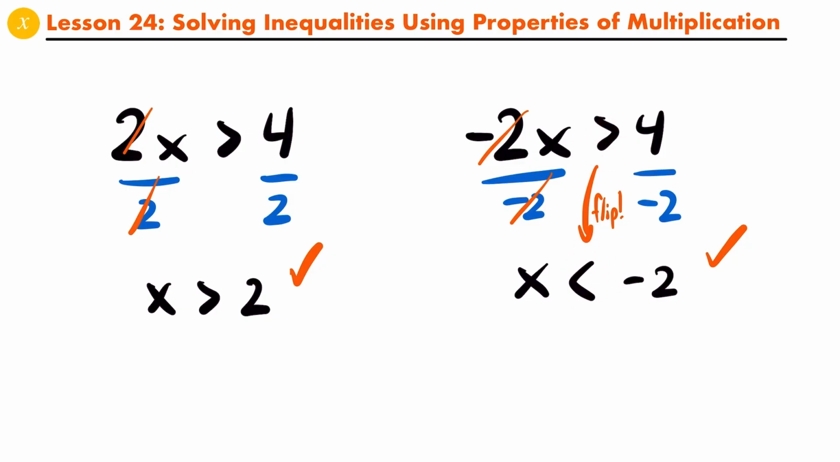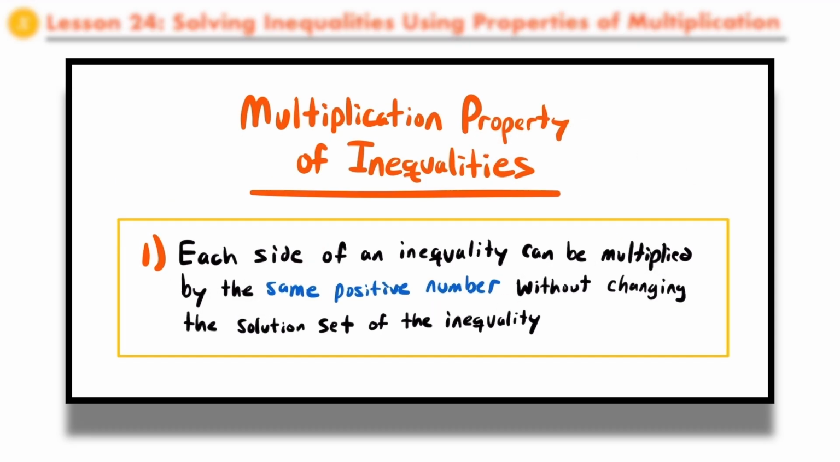And so altogether, what we have looked at here is the multiplication property for inequalities. There's two parts to it. The first part is that each side of an inequality can be multiplied by the same positive number without changing the solution set of the inequality. All right, and that does include division because division is defined in terms of multiplication, right? You can view dividing by a number as just multiplying by the reciprocal of that number.